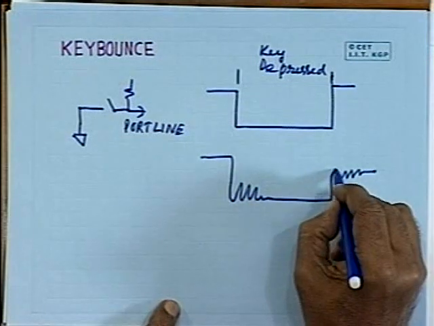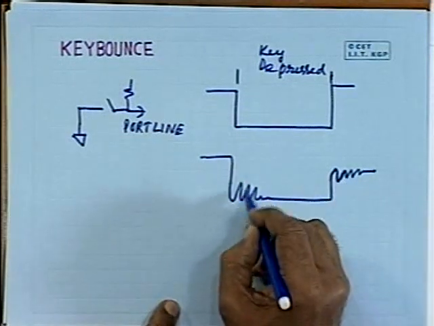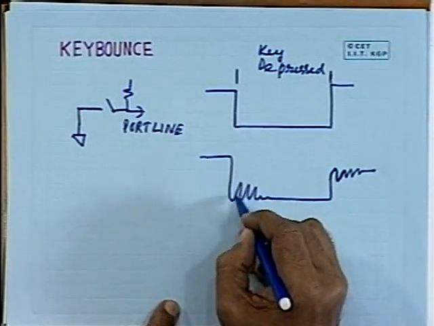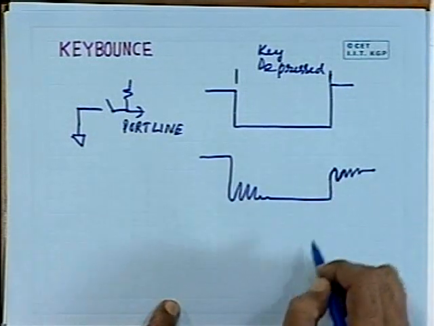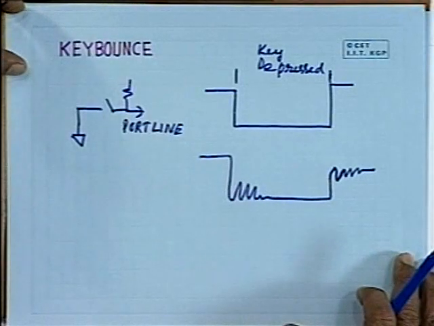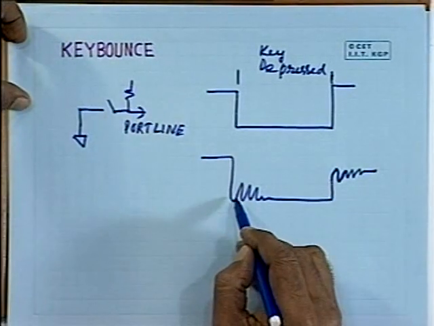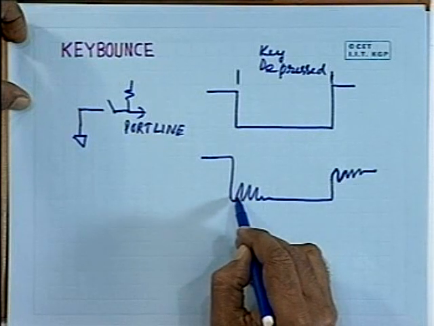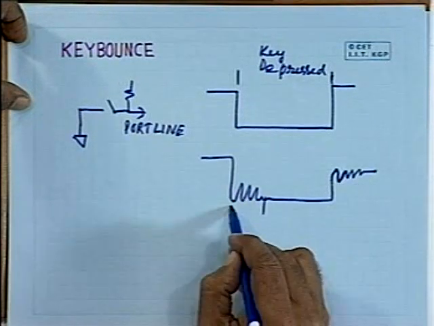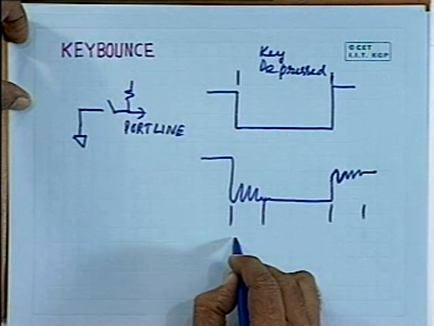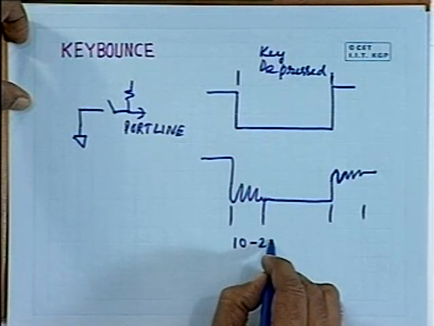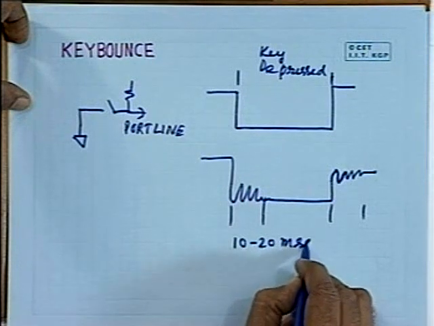But unfortunately, because of the spring action, you will get an output like this. That means because of the spring action, there will be some vibration of the key, and it will make and break contact here, and it will also make and break contact here. This is known as key bounce. So you will not get a steady closure during this period and also during this period. And this time has been found to be about 10 to 20 milliseconds.